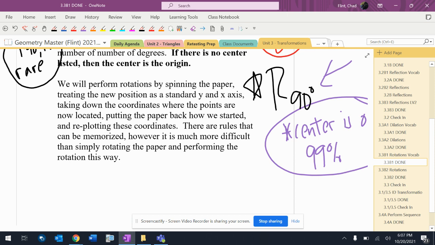Okay, so in this block of text right here, all right, we're going to graph this thing and then we're actually going to turn the paper. All right, and then we're going to figure out where they go and then put it back.